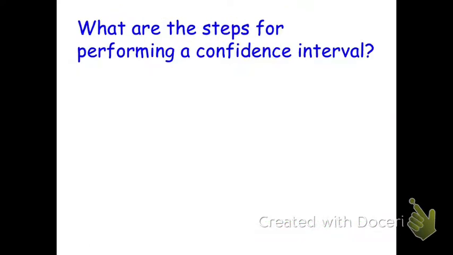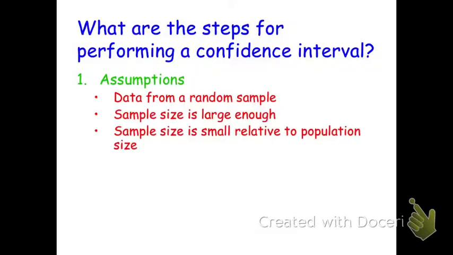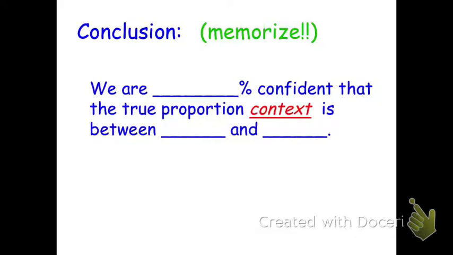So you do your assumptions first, these 3. Then you do your calculations and then your conclusion. So confidence intervals have 3 steps, and I'm going to go through all 3 of them with you in a minute. In the conclusion, you say we are blank % confident that the true proportion of people that brush their teeth at least twice a day is between, and then you put your lower and your upper bound.